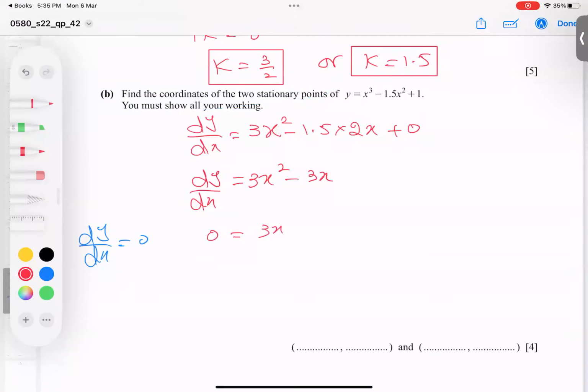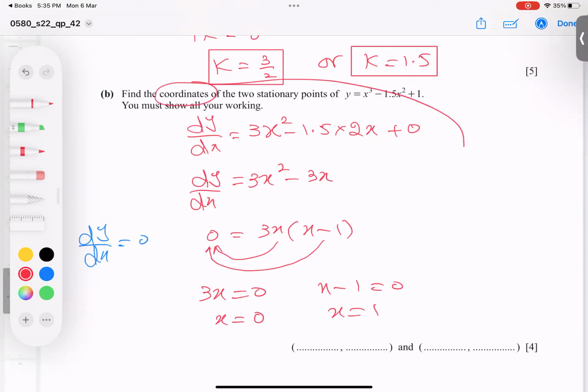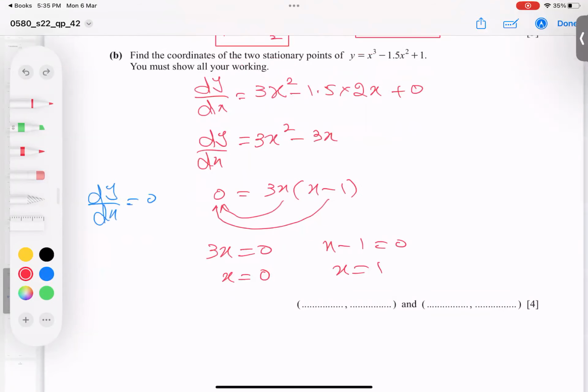And taking 3x common from here, I get x minus 1. So either the first part is equal to 0 or the second part is equal to 0. So 3x equals 0 and x minus 1 equals 0. And I'm getting x equal to 0 and x equal to 1. But we said coordinates, so the game is not over. I will plug in both values one by one in the equation.